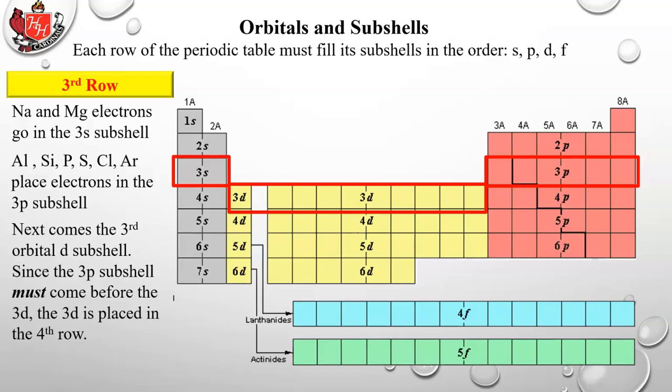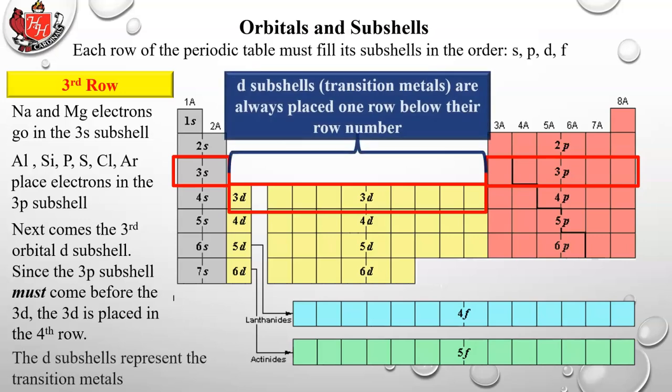Therefore, that D subshell, the 3d, must belong to the third row because the third row has already had the P subshell. So again, 4s, 4d, 4p is illegal because D would come before P. Therefore, even though the 3d is in the fourth row, it is still called the 3d subshell. So D subshells, transition metals, are always placed 1 row below their row number. Okay? So the D subshells represent the transition metals.